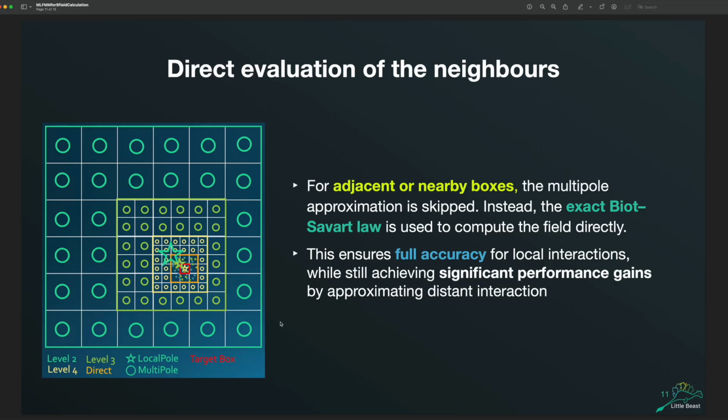And so the combination of doing direct Biot-Savart nearby and multipole expansion at the far end, where you have all these harmonics describing your field, is basically what makes your multi-level fast multipole method so fast in comparison to direct Biot-Savart.